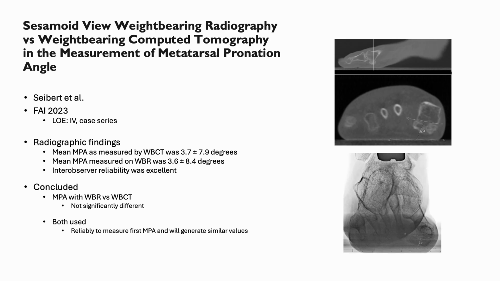But basically they concluded that metatarsal pronation was able to be seen on weight-bearing radiographs and CT scan, not significantly different. Both methods can be reliable to measure first metatarsal pronation and get similar values. Again, I don't think it's quite as crystal clear with this paper, because you don't get arthritic changes. You do not find out if there's a crista present, all those things that I highlighted on our weight-bearing CT scan that I thought were very valuable to find out from doing our study.